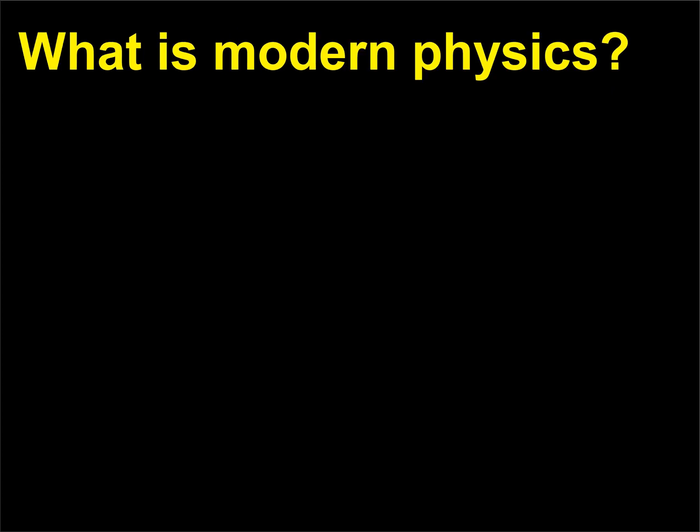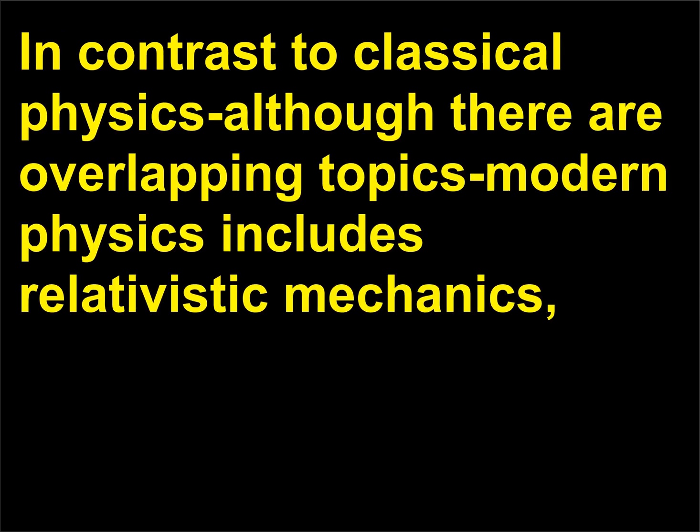What is modern physics? In contrast to classical physics, although there are overlapping topics, modern physics includes relativistic mechanics, atomic, nuclear, and particle physics, and quantum physics.